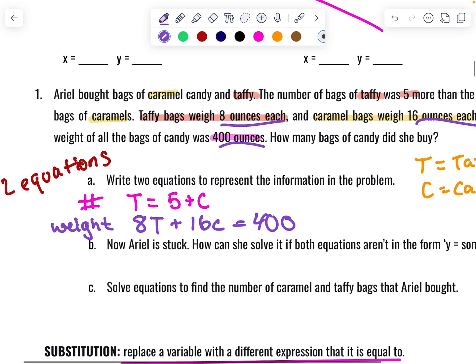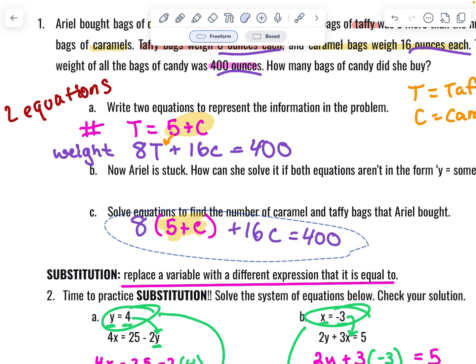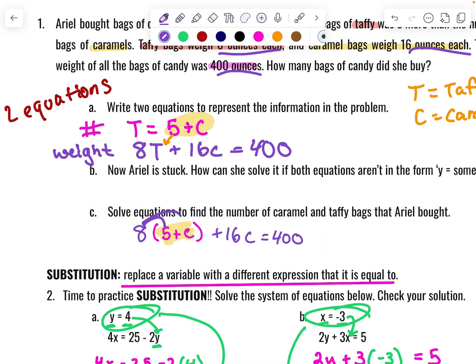And then obviously this is a substitution problem where we can plug in 5 plus C for T. So let's go ahead and do that. We're going to write our purple equation, but instead of T, let's plug in 5 plus C. We're substituting T with 5 plus C. And then we'll finish the rest of our equation, plus 16C equals 400. And then we can distribute that 8. So we get 40 plus 8C plus 16C equals 400.